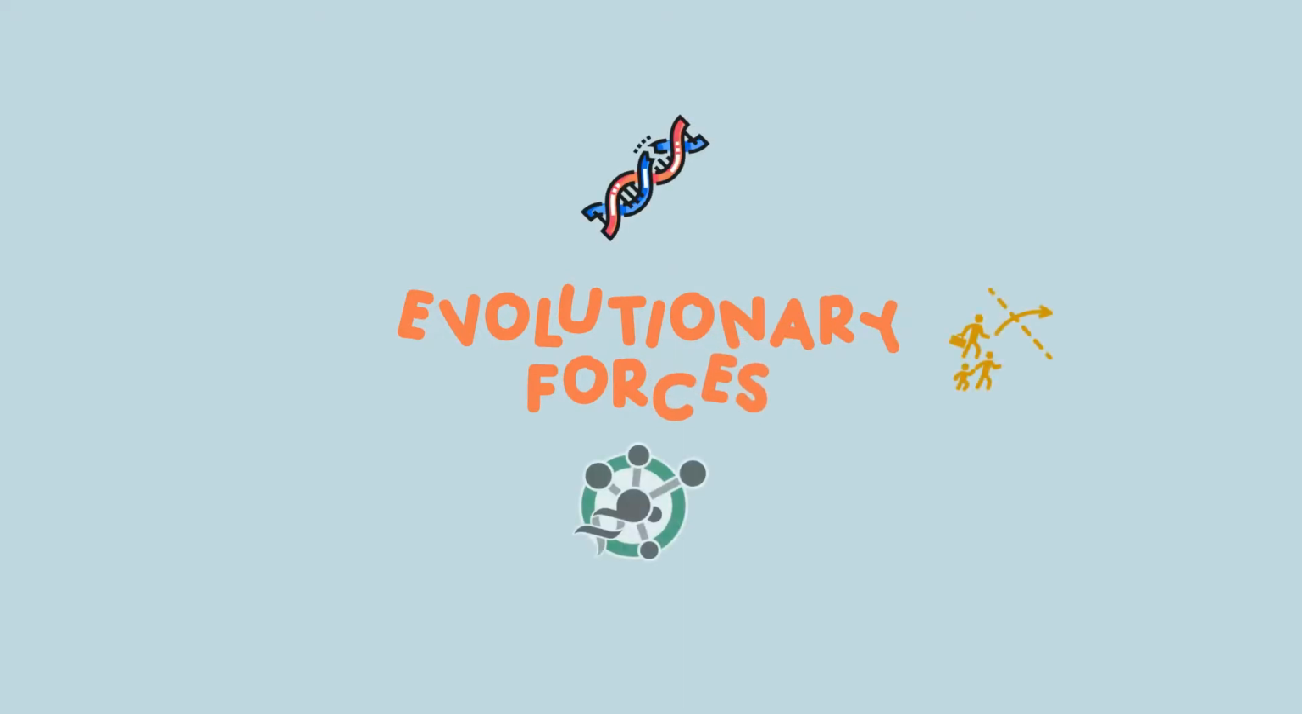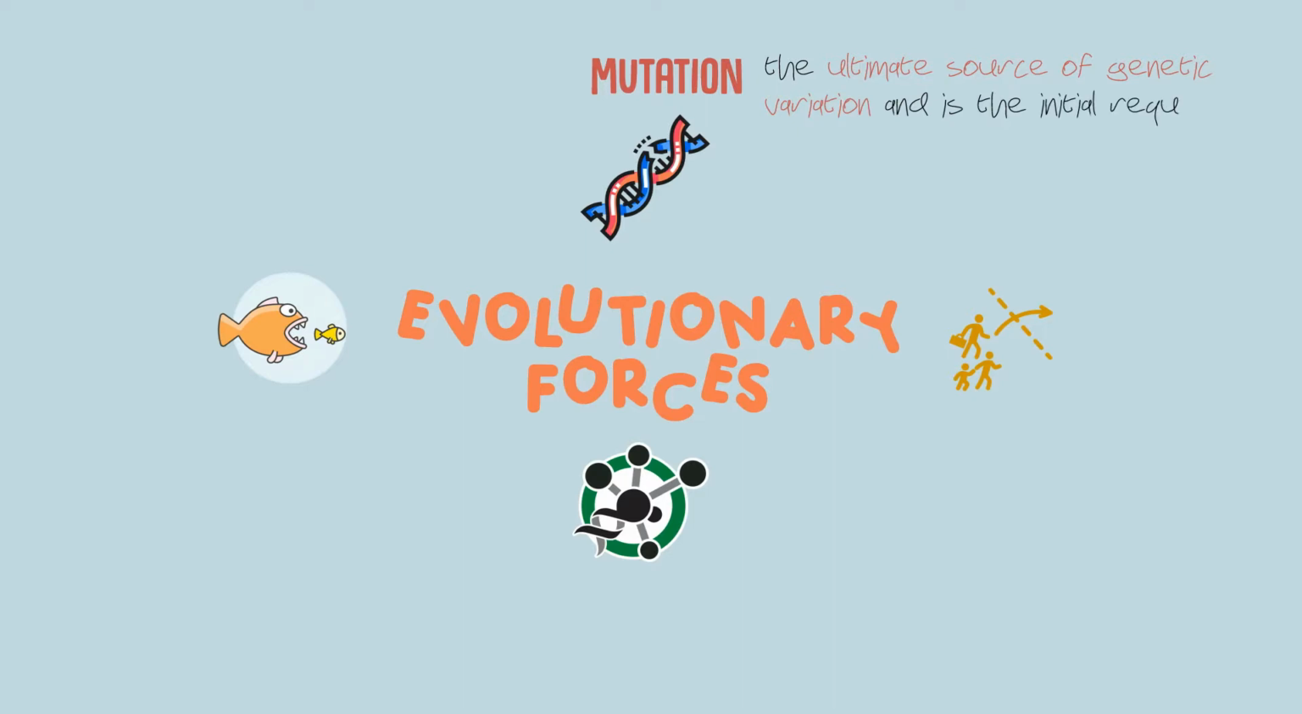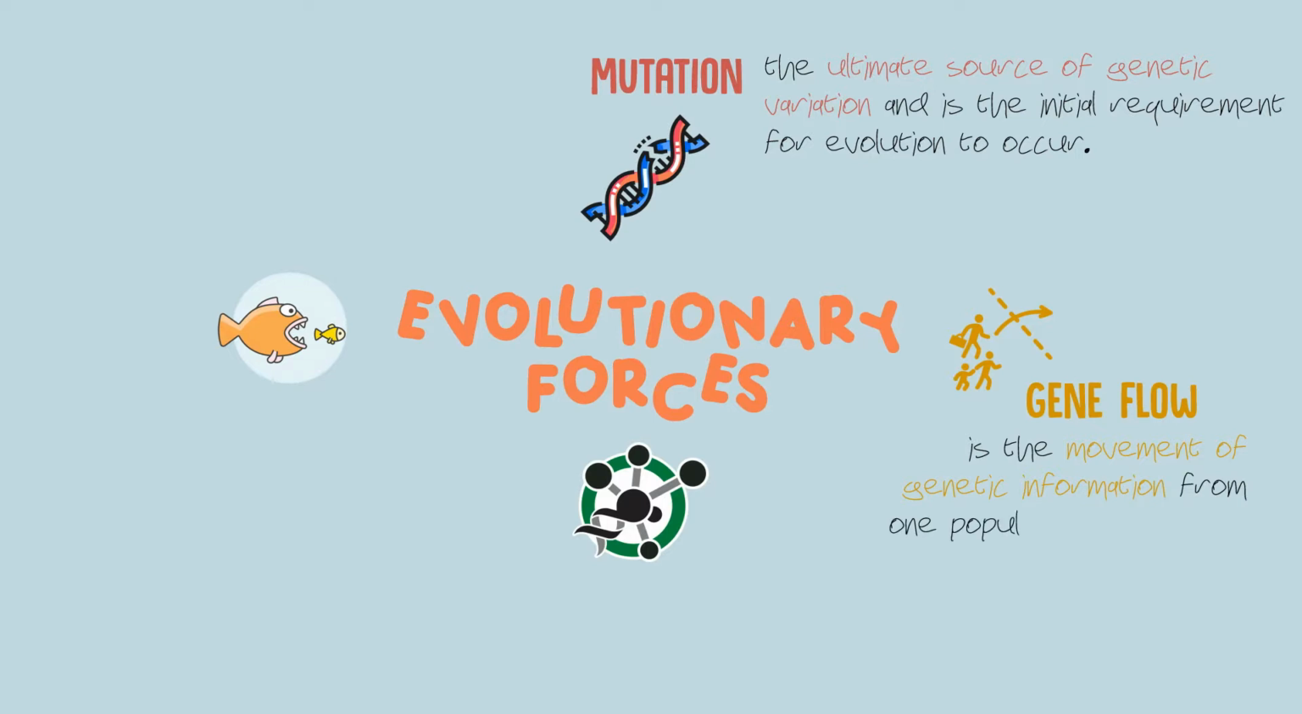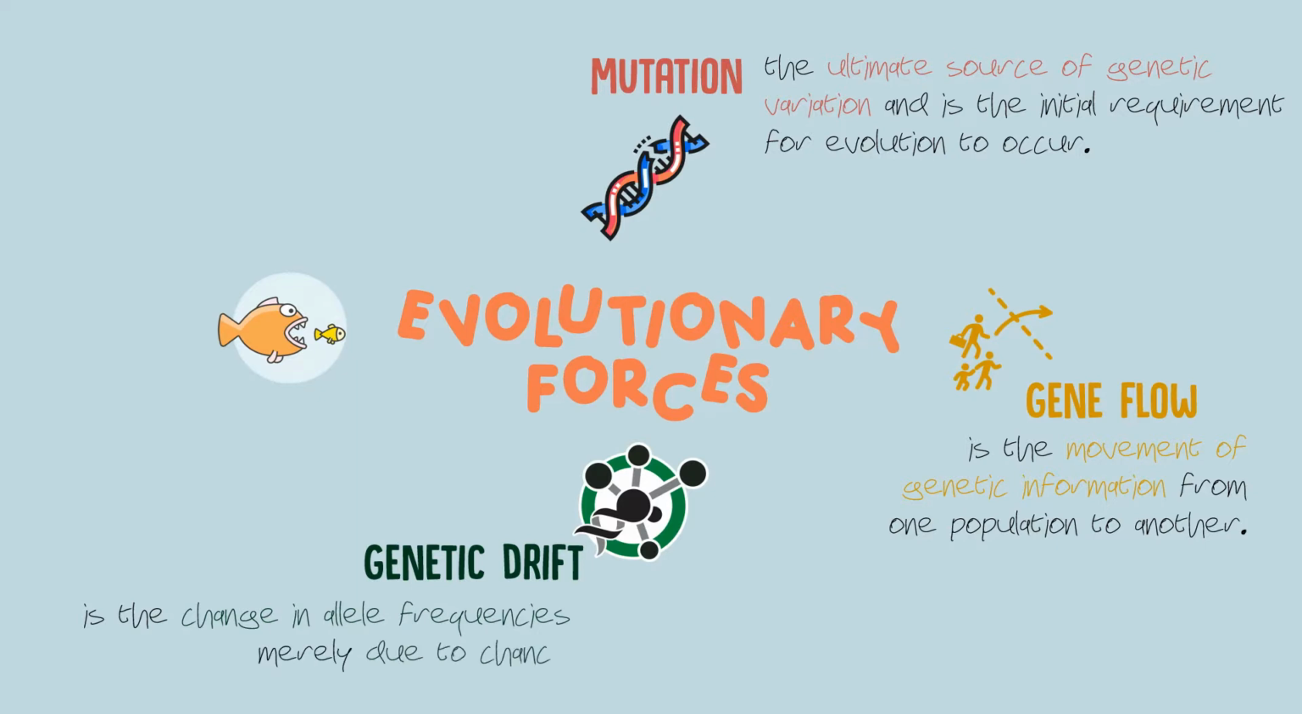In this unit, we will be investigating these agents of change in the gene pool of a population, which are also referred to as evolutionary forces. Major evolutionary forces include, first, mutation, which is the ultimate source of genetic variation, and it is the initial requirement for evolution to occur. Next is gene flow, or migration, which is the movement of genetic information from one population to another. Genetic drift, which is the change in allele frequencies merely due to chance, and it is random. Lastly, natural selection, which is the survival of the fittest, where the most advantageous traits for survival and reproduction are selected.